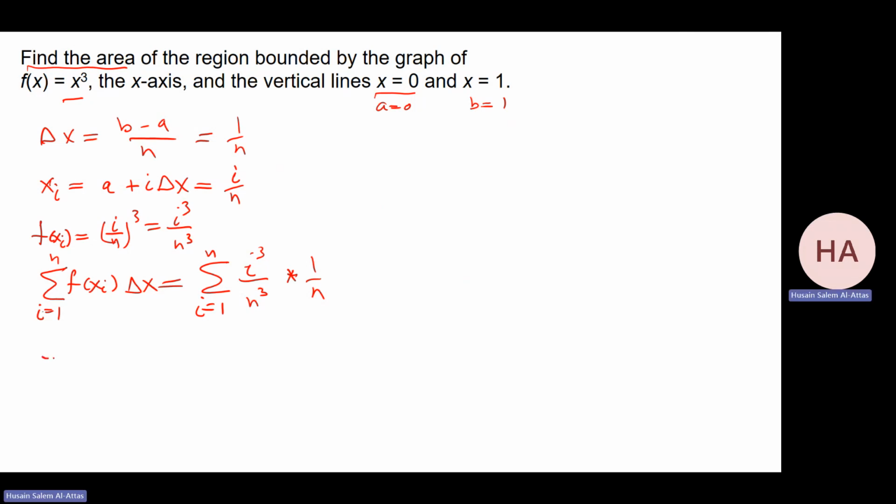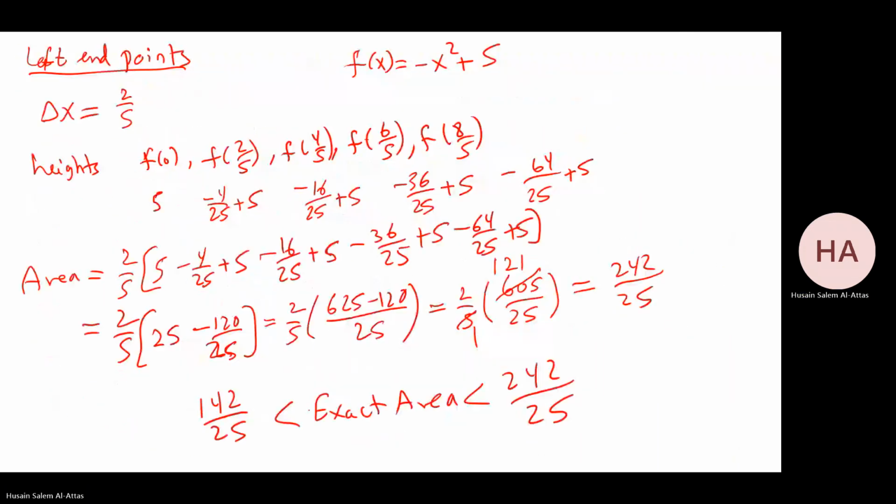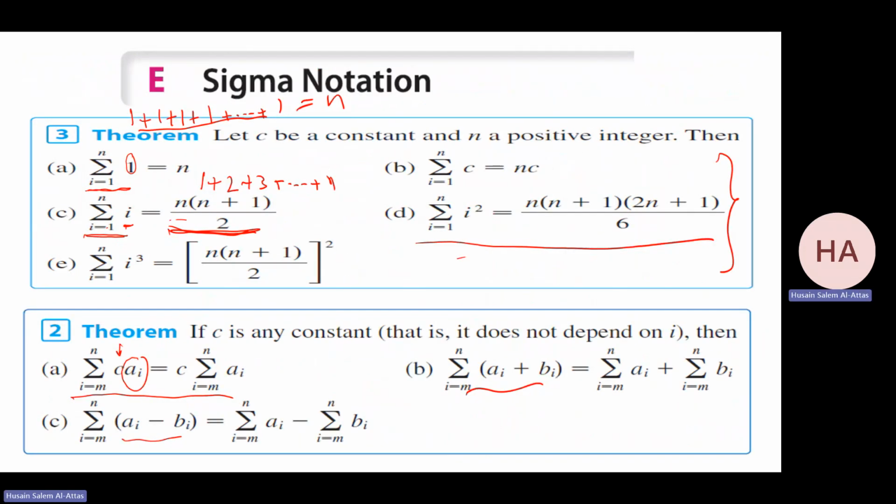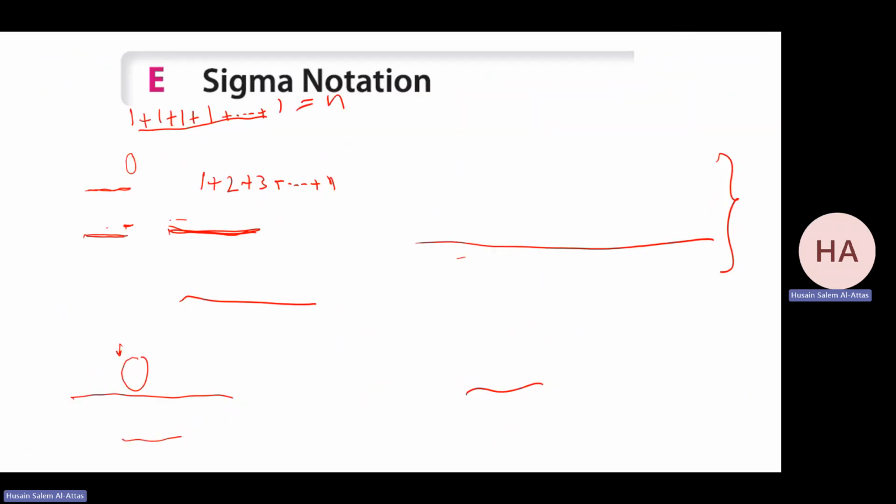Which is equal to summation i equal 1 to n. I have 1 over n to the power 4, and I can take it outside since it's not related to i. Then I have the sum from i equal 1 to n of i cubed. Don't forget the formulas. This is the formula. i cubed is this one. Plug it there.